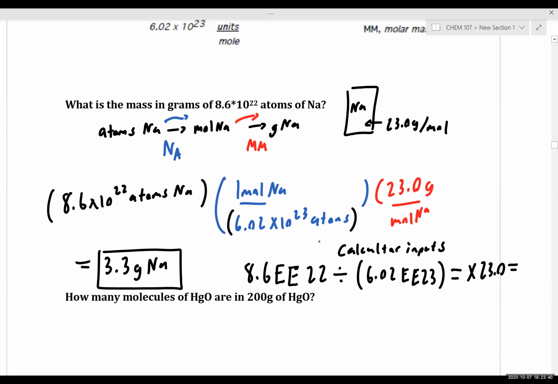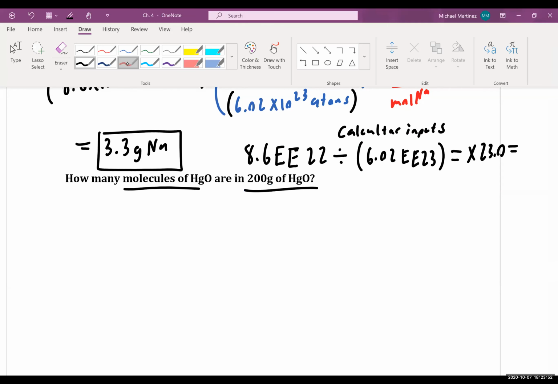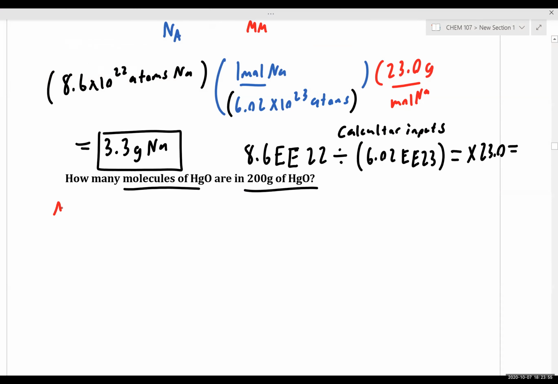So let's keep going now, and let's look at the next example where we're asked to calculate the molecules of mercury oxide in 200 grams of mercury oxide. So my first order of business in this problem is I'm going to figure out the molar mass of mercury oxide. Would someone like to volunteer and tell me what is the atomic mass of mercury? What is the atomic mass of mercury in the periodic table?